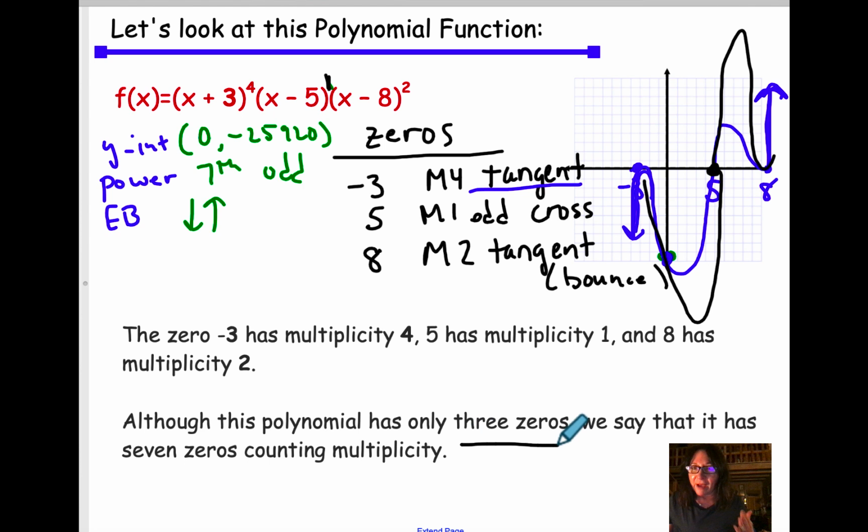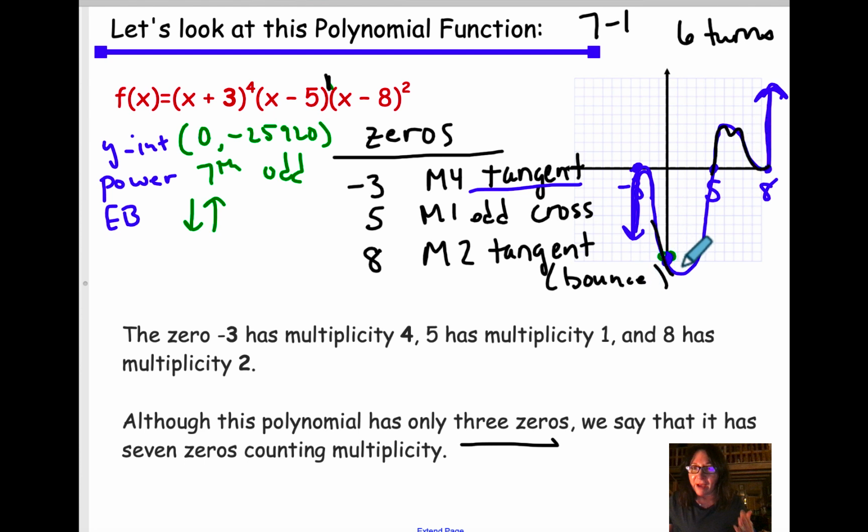Even though this polynomial has only 3 zeros, we say that it actually has, because it's a 7th power, it has 7 zeros. And so I want to address that for a second, because if I was looking for how many turns did I just have, I have 6 turns, remember? 7 minus 1, I have 6 turns. So I can see 1 turn, 2 turns, 3 turns, 4 turns. That's what I see. So if I want to add more turns, I can absolutely do that and just go, boop, boop, boop, like that, okay?